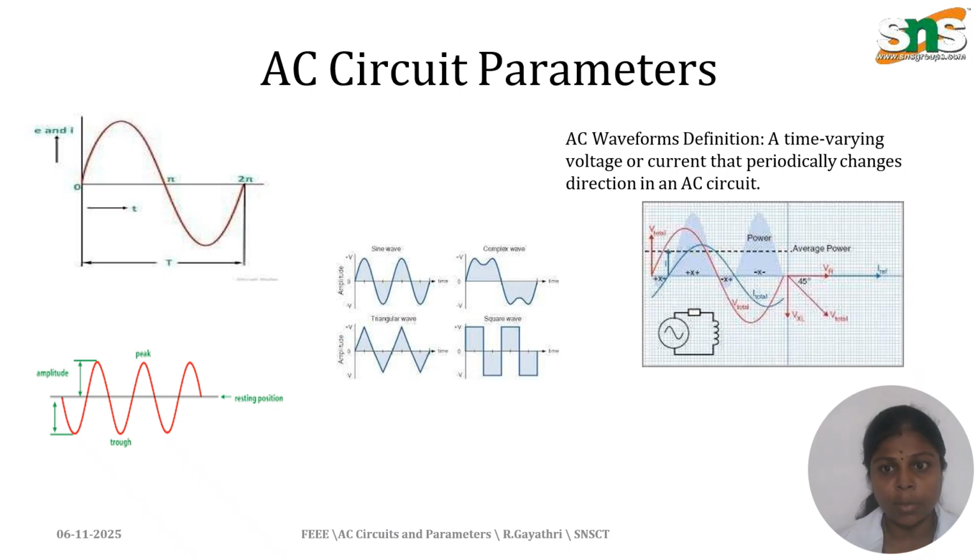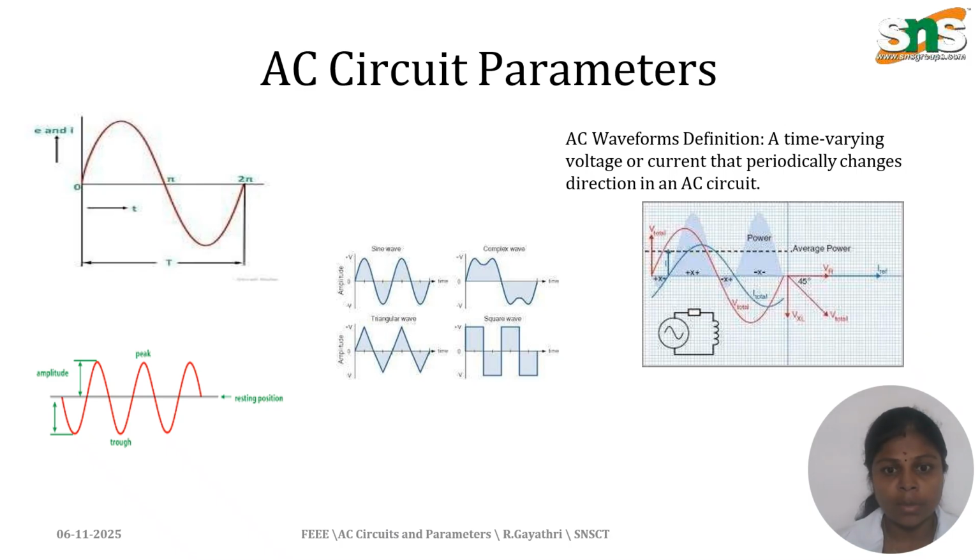First, the AC circuit parameter. AC, which is alternating current, is nothing but a time varying voltage or current. AC circuits are normally represented by a sinusoidal waveform, which varies from 0 to 2 pi value. In between there will be a pi value.